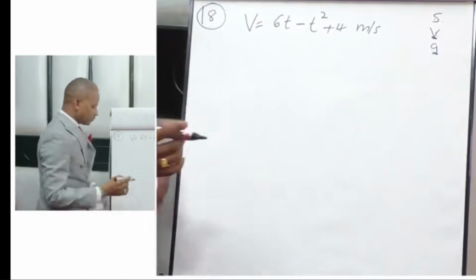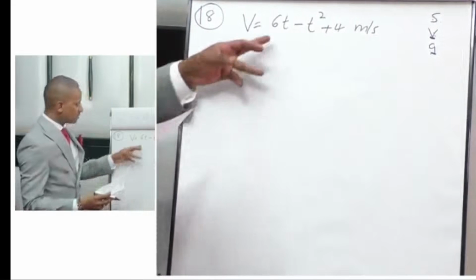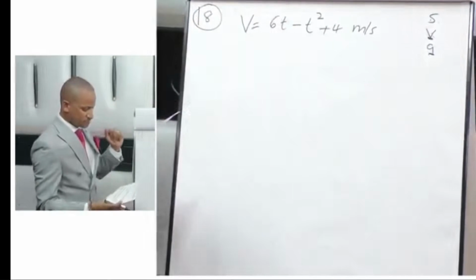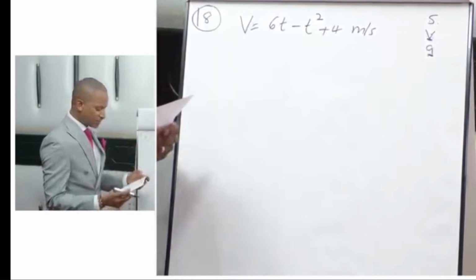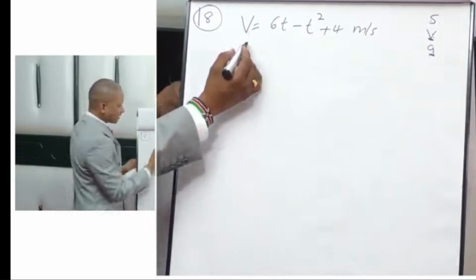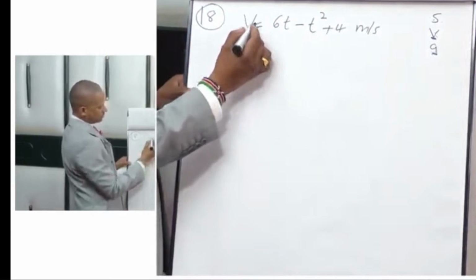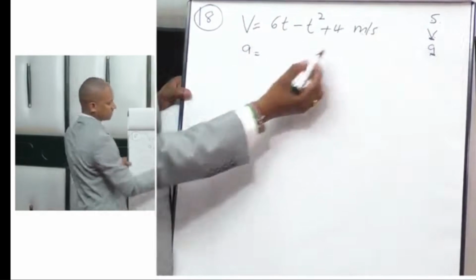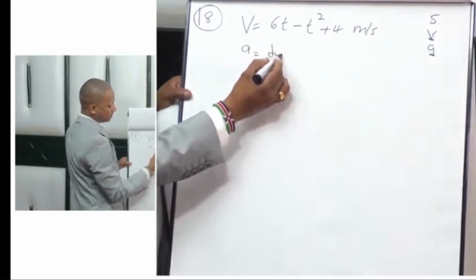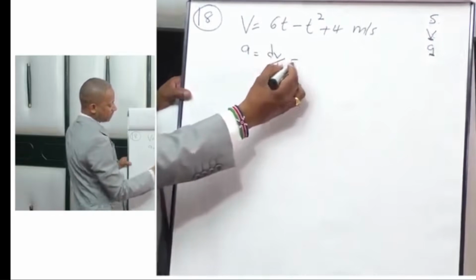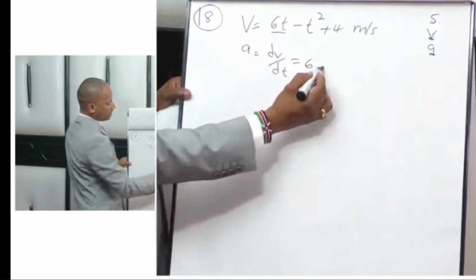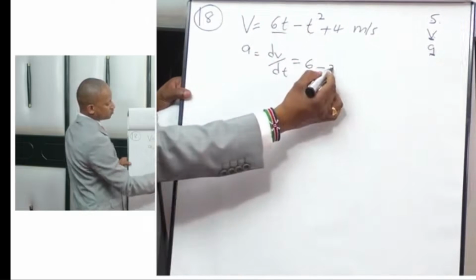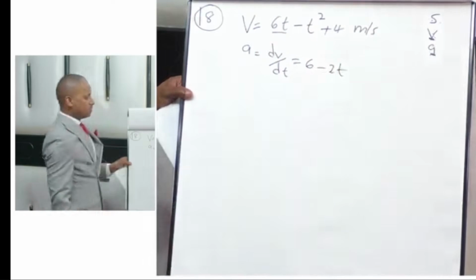So the question says the velocity of a particle is given by this. Calculate the acceleration of the particle after 2 seconds. So you have to differentiate to get acceleration. That is dv/dt equals, when you differentiate 6t, you get 6, minus, remember, you drop the power, 2t. That's all.